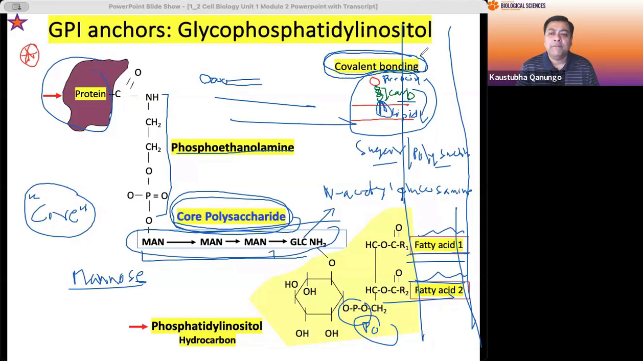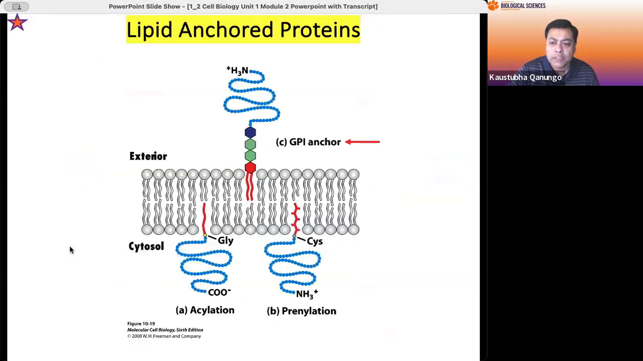So if I give you a thing where you have a protein with a core polysaccharide bonded with the phospholipid by covalent bonding, what kind of protein or what kind of lipid is it? Just remember that it is a lipid anchored protein, which is a GPI anchor, or glycophosphatidylinositol. There is no other protein, carbohydrate, and phospholipid connected this way other than this. So this is a very unique one. Make sure that you remember that.